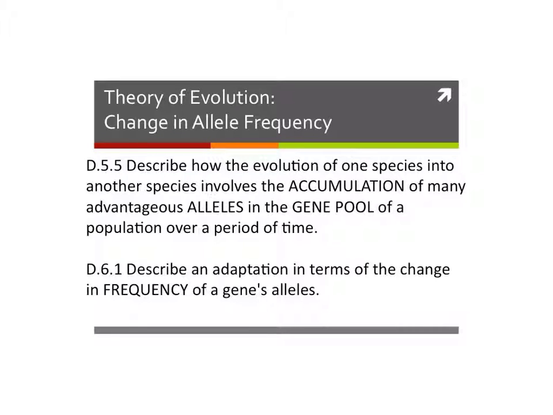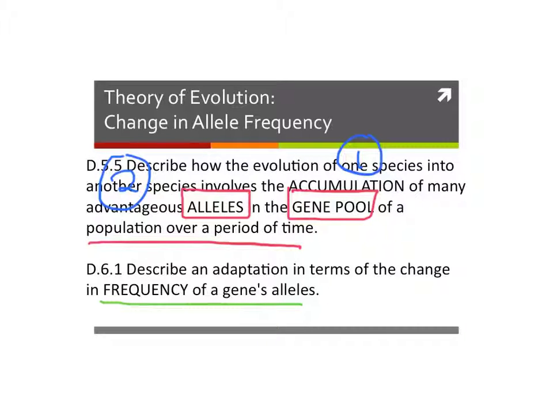So today we're going to take a look at how one species evolves into another species through the accumulation of something we call alleles that are present inside of a gene pool, a collection of alleles, within a population over time. It's also important to note that it's the change in the frequency of these genes' alleles that causes evolution.